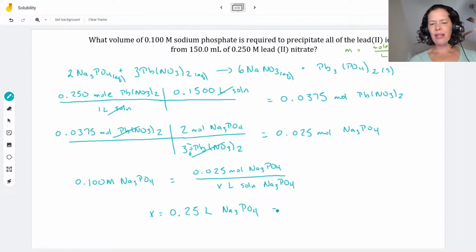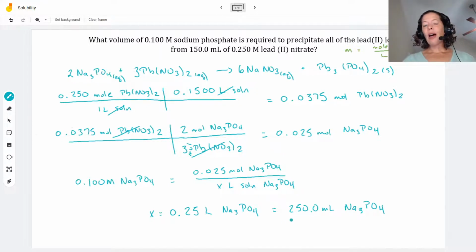You could also write this as 250 milliliters if you wanted to, just because they gave us milliliters, but they didn't specify that they wanted milliliters, but just so we have it. So I'm going to need to add at least 250 milliliters of my sodium phosphate solution to my lead nitrate to make sure that I precipitate all of my lead nitrate out.